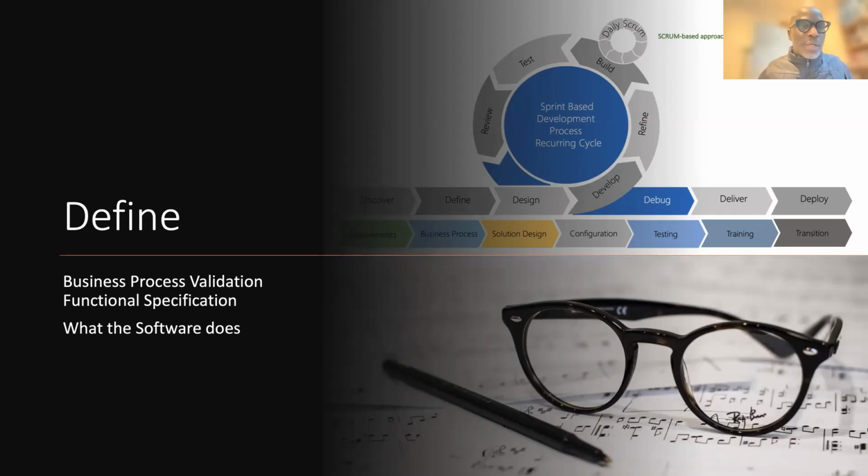And today we are looking at the definition phase. We'll be starting off by looking at some of the business processes. I'll talk a little bit about business processes, and the focus here is on the functional specification, which is on what the software does. And the aim here is to try to get to what is called a target operating model. So let's get started.